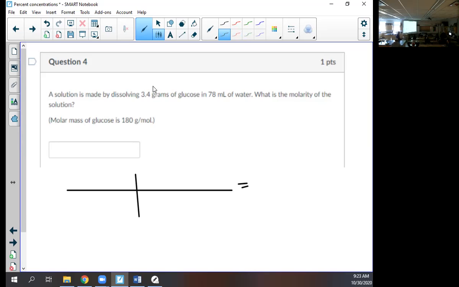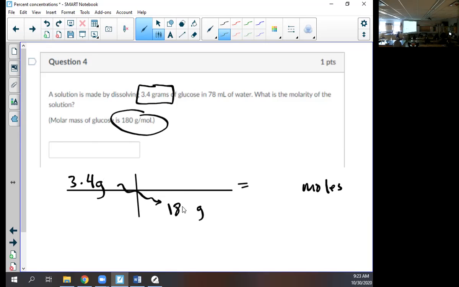I take my given. Step one is to find moles, right? So I'm going to take 3.4 grams, and I need moles. So what unit has to come down here? Grams, and I gave it to you right here. It was 180 per what? 1 mole. So 3.4, and it was 0.018. Is that correct?